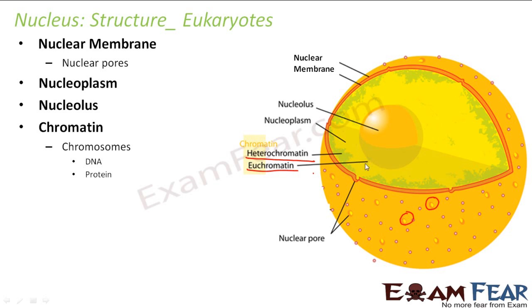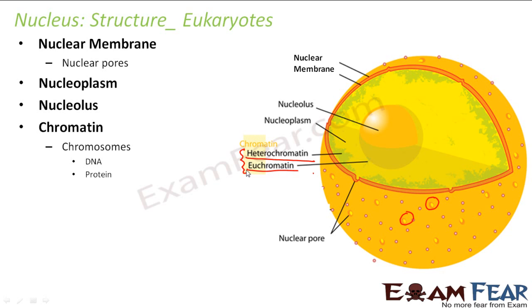So if you see here, again you have some small green thread-like structures, right? You can see some light green thread-like structures. So they are the euchromatin. That means the thread-like structures present in the nucleoplasm are all chromatin. The chromatin towards the nuclear membrane is heterochromatin, and the chromatin towards the nucleolus, that means towards the inside of the ball, is the euchromatin.